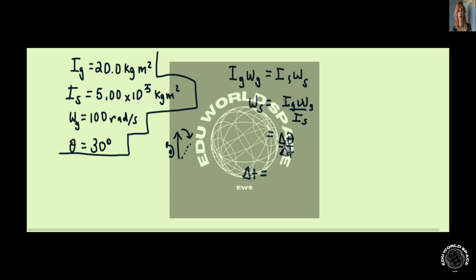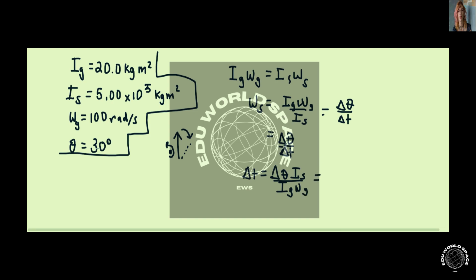I need to bring this over. It's kind of hard to visualize when they're not on the same line. So bring this over, flip this, and multiply by delta theta. Okay. So delta time equals delta theta I_S divided by I_G omega_G.